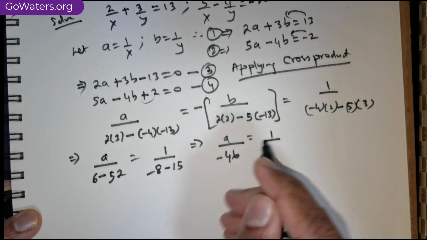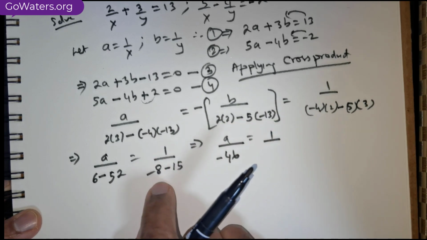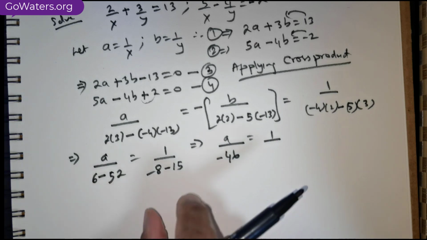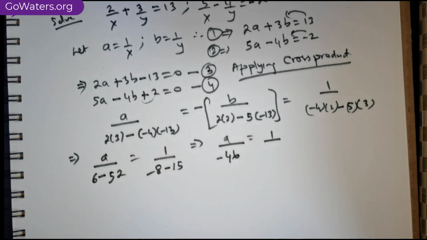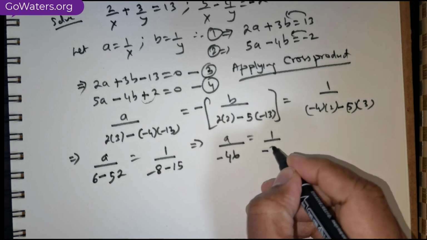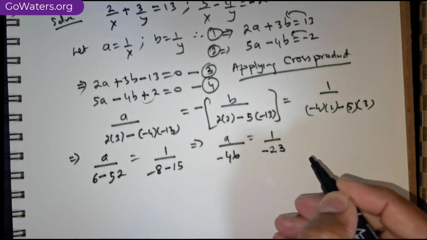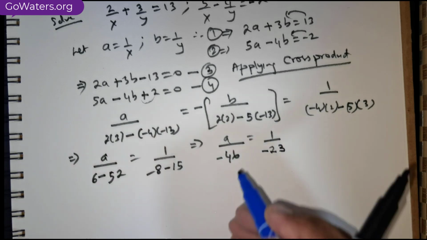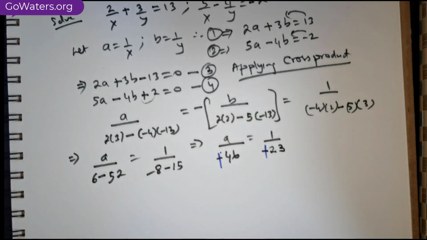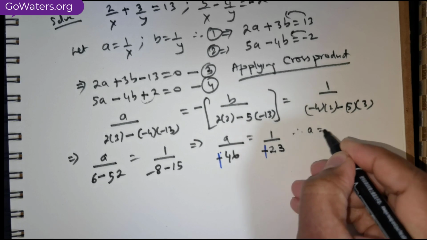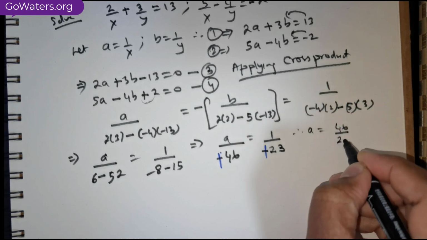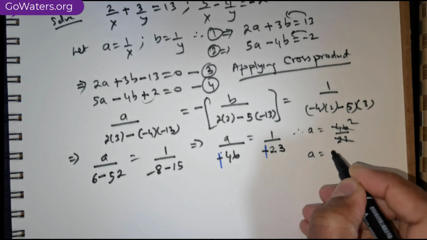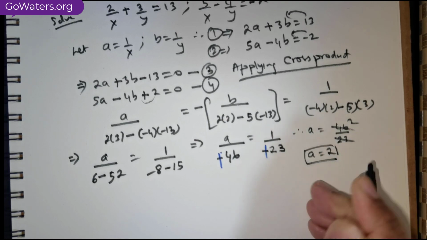This is equal to 1 over, now 8 negative 15. So two things have to be added, but the sign will be retained. So that's going to be negative 23 there. Now you got a negative sign, you got a negative sign. Clearly you can change them to positive. Therefore the value of a is equal to 46 divided by 23. 23 divides 46 2 times. So the value of a is equal to 2.